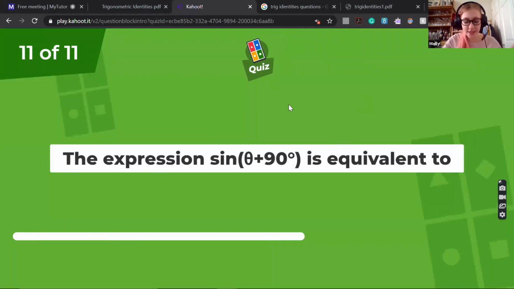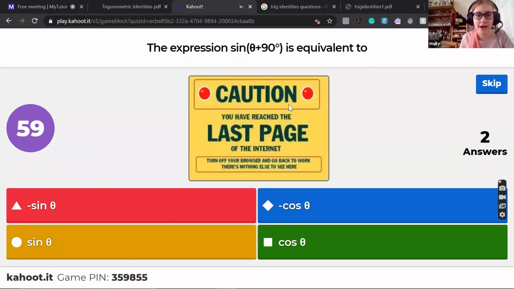Last one. Now this I didn't actually go through, so I'll go through it now. But just draw the graphs of sine and cos and have a look.